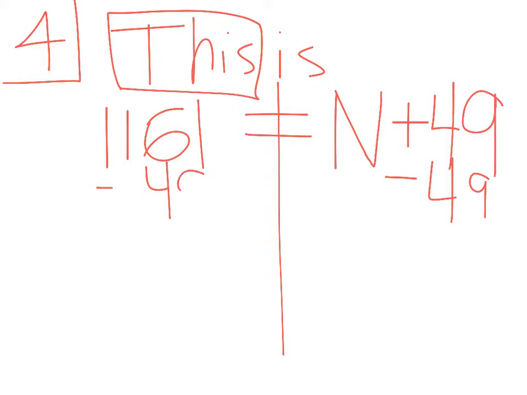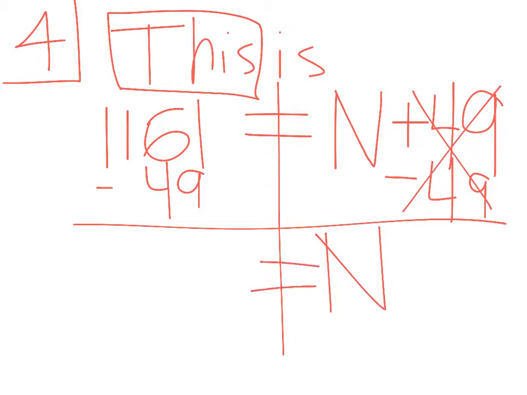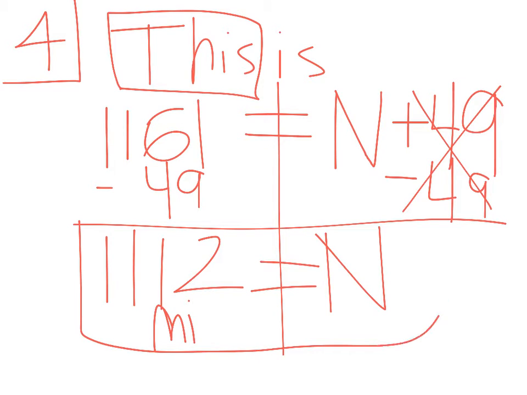So we subtract 49. Those are gone. N equals 1,112. And that would be the number of miles of the northern route.